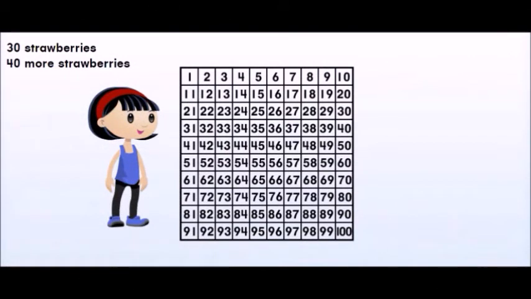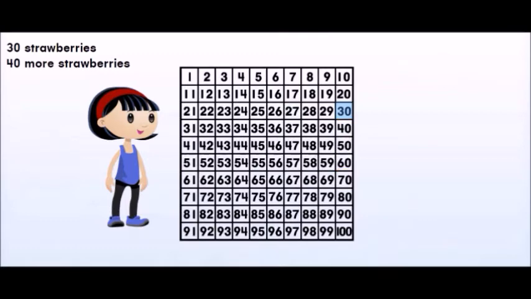Let's try one more problem. Ella picks 30 strawberries. Then she picks 40 more strawberries. How many strawberries does Ella pick? As you move down the column, each space shows the number that is 10 more. Start at 30 and count 4 tens down the chart from 30. 1 ten, 2 tens, 3 tens, 4 tens.